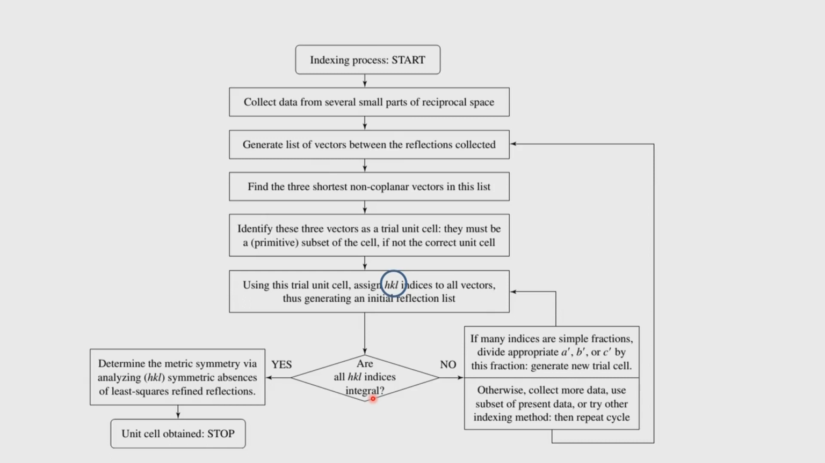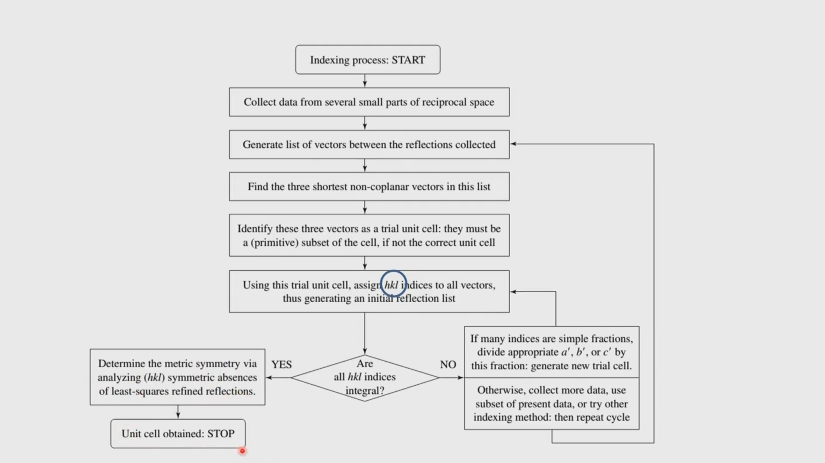So, you give a tolerance limit within which all the HKL values are integral. If they are really falling in that zone, then you say that you have determined the unit cell dimension. So, use these unit cell dimensions and do what is known as a least squares fit to identify the unit cell a, b, c.